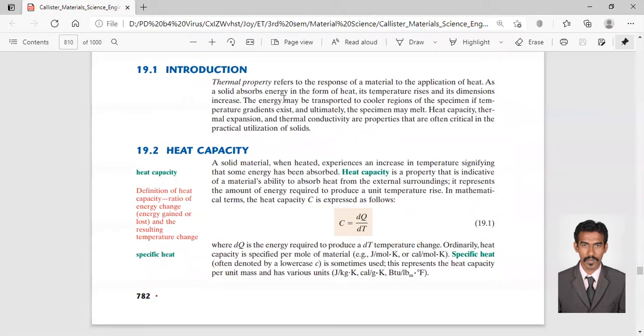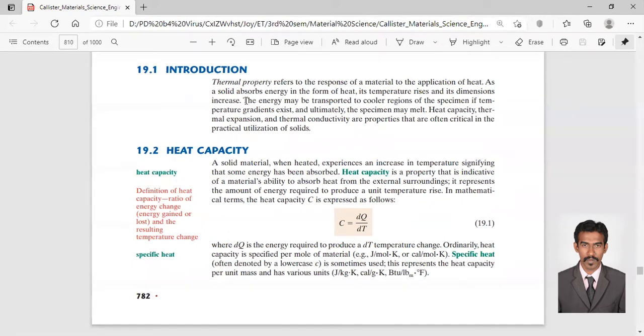As a solid absorbs energy in the form of heat, its temperature rises and its dimensions increase. When you provide heat to a body, you automatically know that the temperature rises, so definitely that's going to happen, and its dimensions increase. If you are heating a steel bar, initially the temperature will increase, and then it will undergo some expansion.